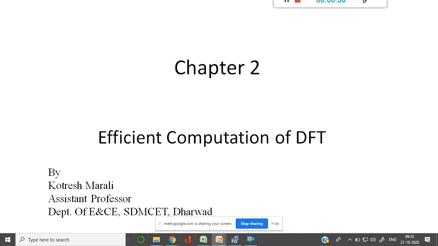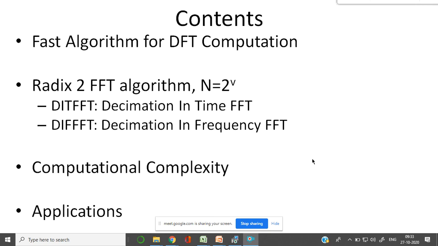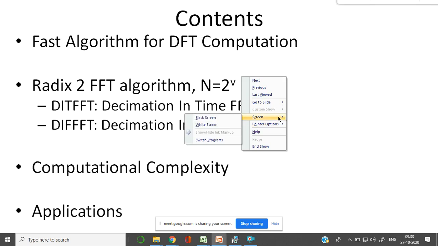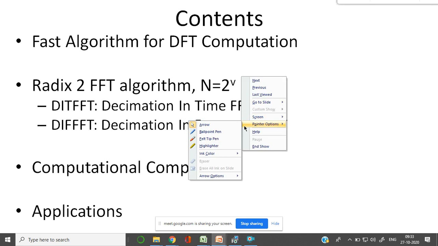So here goes your unit 2, which concentrates on the continuation part of the DFT, that is, efficient computation of discrete Fourier transform. The main important content that we are going to cover in this is: we already know how to calculate the discrete Fourier transform by the basic definition, that is X of k. By using X of k, is it possible to go for the efficient computation?